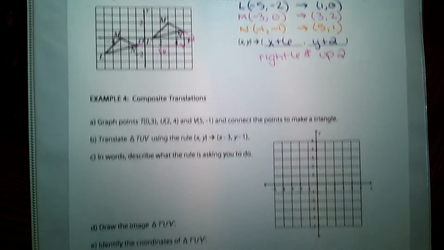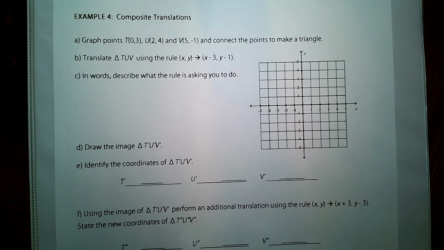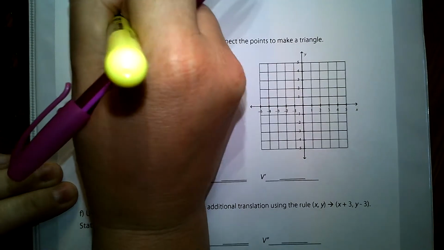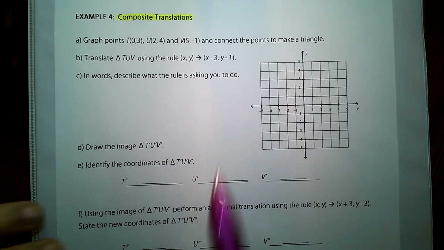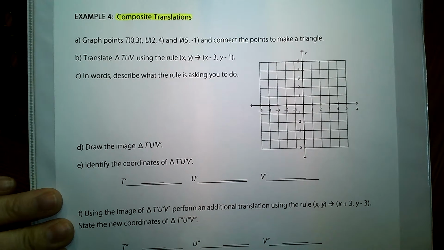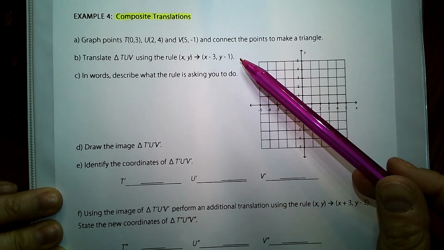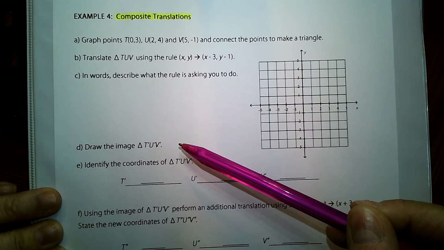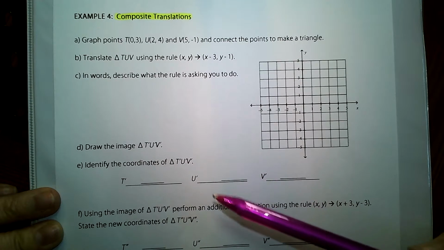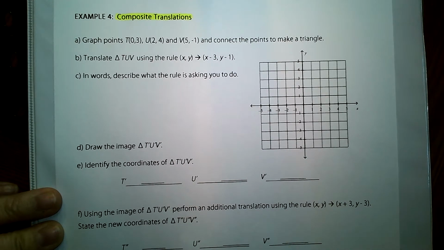Okay, for our fourth and final example here, we're going to work on something called a composite function. A composite translation takes multiple steps. Let's look at our steps here. First, we're going to graph a triangle. Then we're going to translate that triangle. We've got the rule here to tell us what to do, but we're going to write what we do in words. We're going to draw the new triangle. Then we're going to take those coordinates and translate again. So a composite translation is multiple steps.